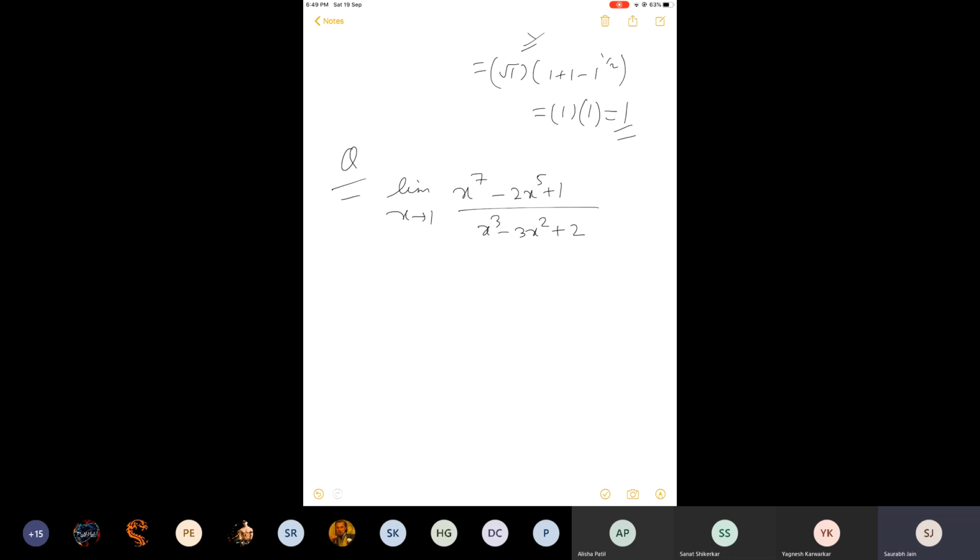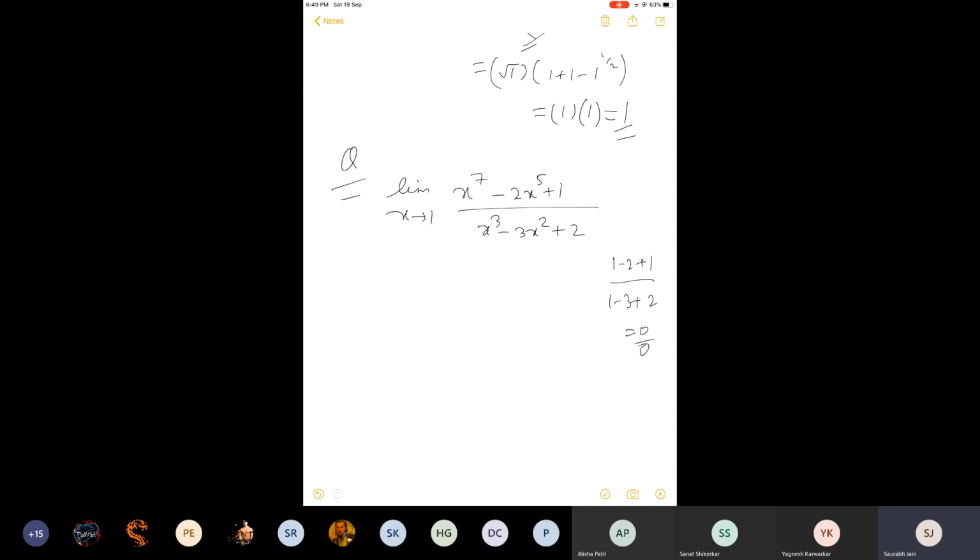See, as you can see, if we will try to find the factors, it will take a lot of time. And most of you might not be even able to find the factor here. But I will tell you one thing. If we put x equal to 1 here in the numerator and denominator, it will be 1 minus 2 plus 1. And this will be 1 minus 3 plus 2. So what you are getting? You are getting 0 by 0, right? So this itself tells you what is the factor.